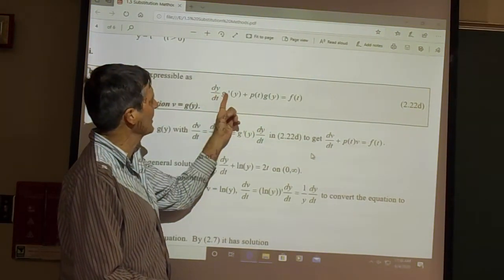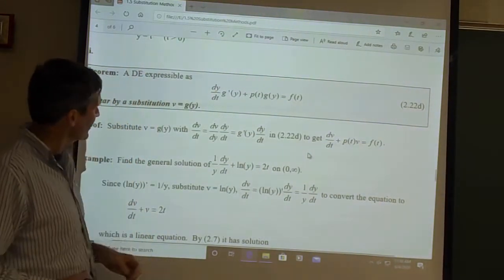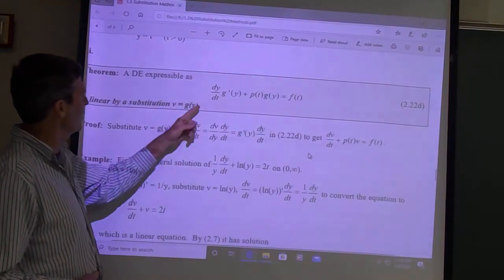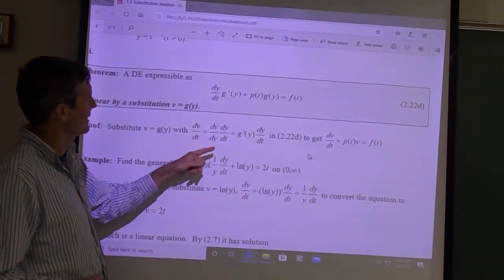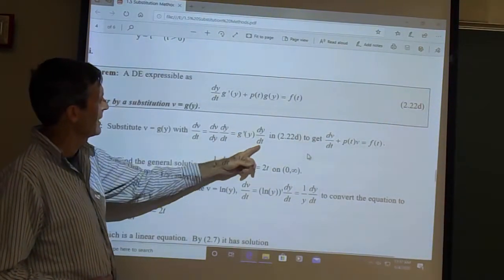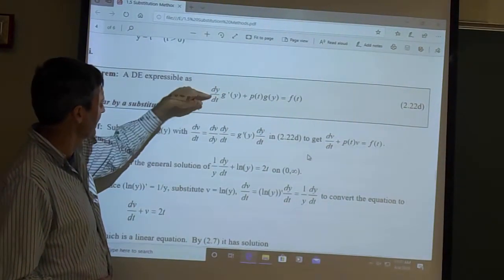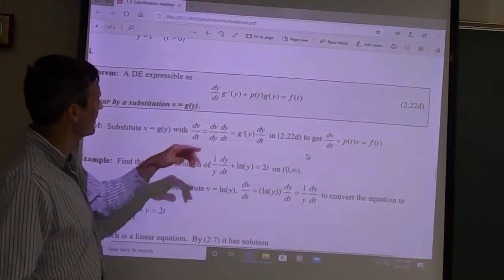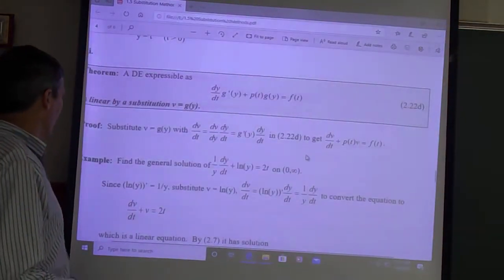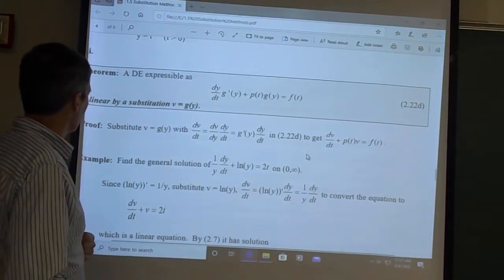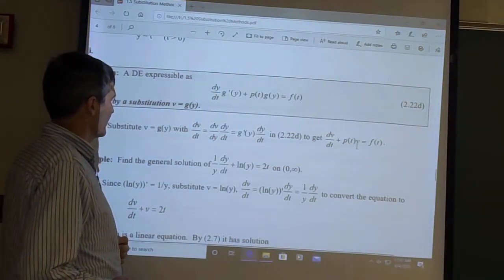We want this substitution method. If we say dy/dt times g prime plus p of t times g of y equals f of t, we see something like that. The substitution: let v equals g of y. If we do, then dv/dt is dv/dy times dy/dt, which is g prime of y dy/dt. Oh, that's just what we have here. So this is really dv/dt, and this is p of t times v, and we can rewrite this as a differential equation we can solve.